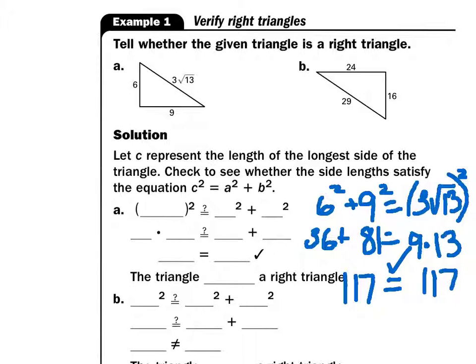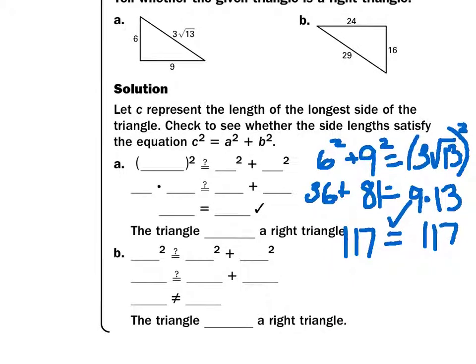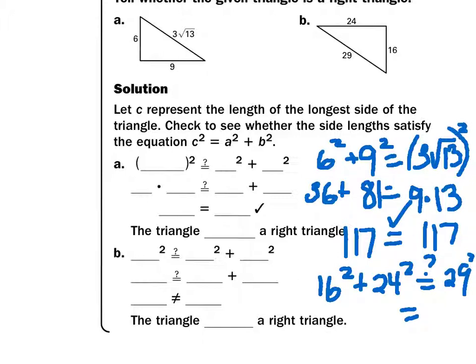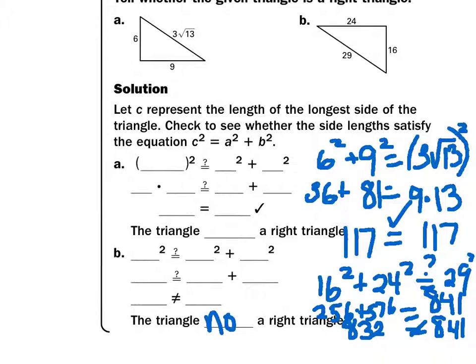Now, let's look at B. Does 16 squared plus 24 squared equal 29 squared? So we have, let's see, 576 for this, and 256 for that, plus, and does that equal 841? No, when we add these sides together, we get 832. And that does not equal 841. So this triangle is not a right triangle.